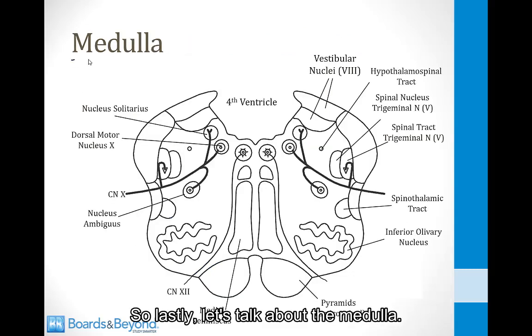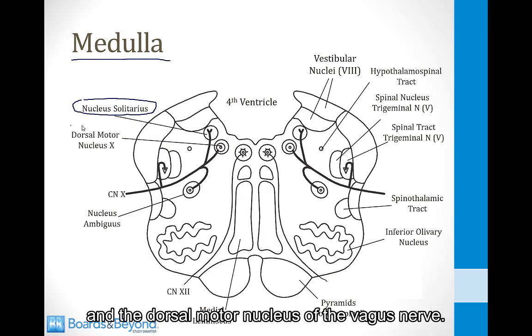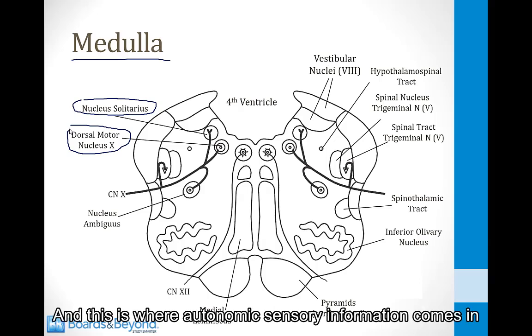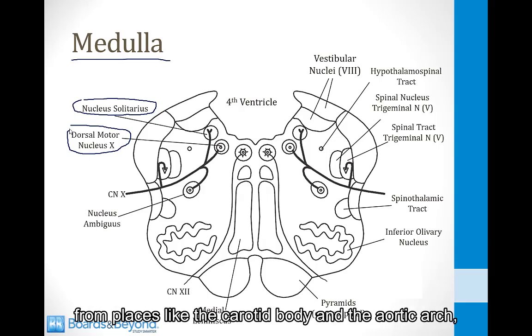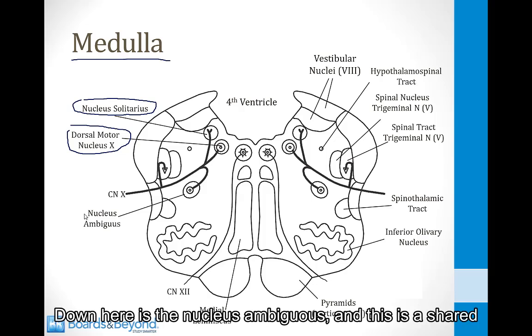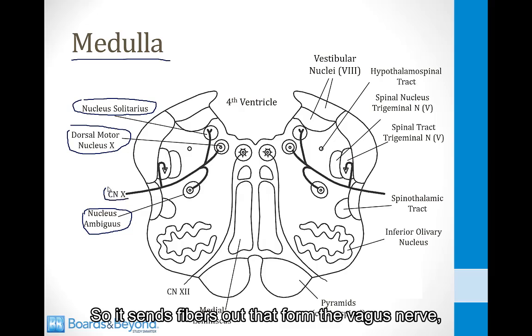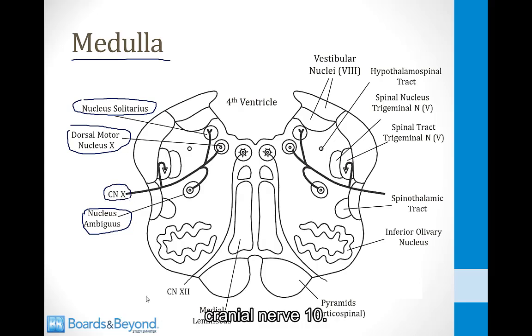So lastly, let's talk about the medulla. Right up here at the top is the nucleus solitarius and the dorsal motor nucleus of the vagus nerve. And this is where autonomic sensory information comes in from places like the carotid body and the aortic arch and then goes out to affect autonomic functions of the vagus nerve. Down here is the nucleus ambiguus, and this is a shared motor nucleus of 3 cranial nerves, 9, 10, and 11. So it sends fibers out that form the vagus nerve, cranial nerve 10.